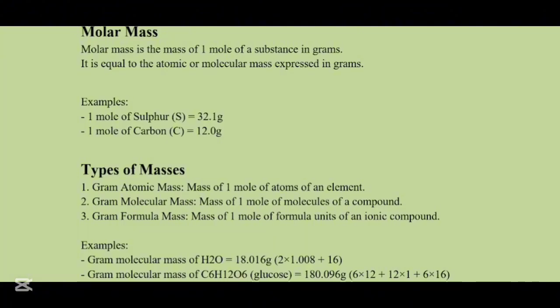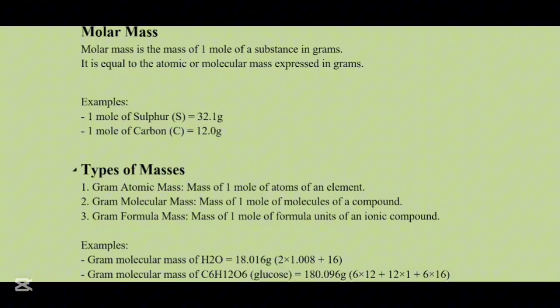Molar mass. Molar mass is the mass of 1 mole of a substance in grams. It is equal to the atomic or molecular mass expressed in grams. Examples are 1 mole of sulfur will be equal to 32.1 grams, and 1 mole of carbon will be equal to 12 grams. This means that its atomic mass unit will be equal to its gram.